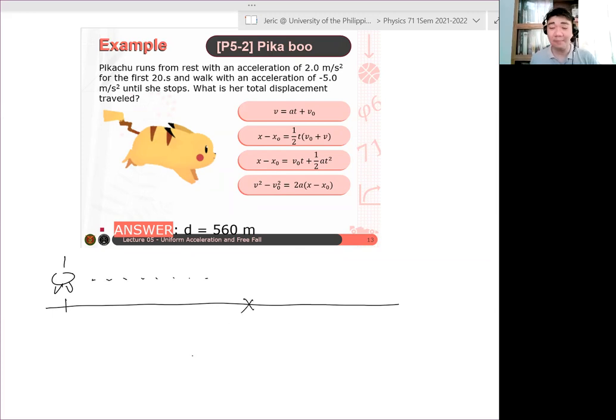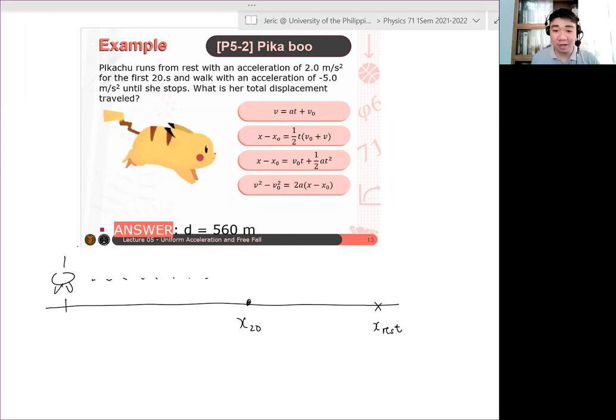After that, after some final position, let's define this final position to be x at t equals 20, or x20 na lang for short. At x20, it changes its acceleration to -5 meters per second squared. Therefore, it slows down, Pikachu slows down until it stops. So it stops at, let's say, x rest. Okay? So the question now is, what is her total displacement traveled?